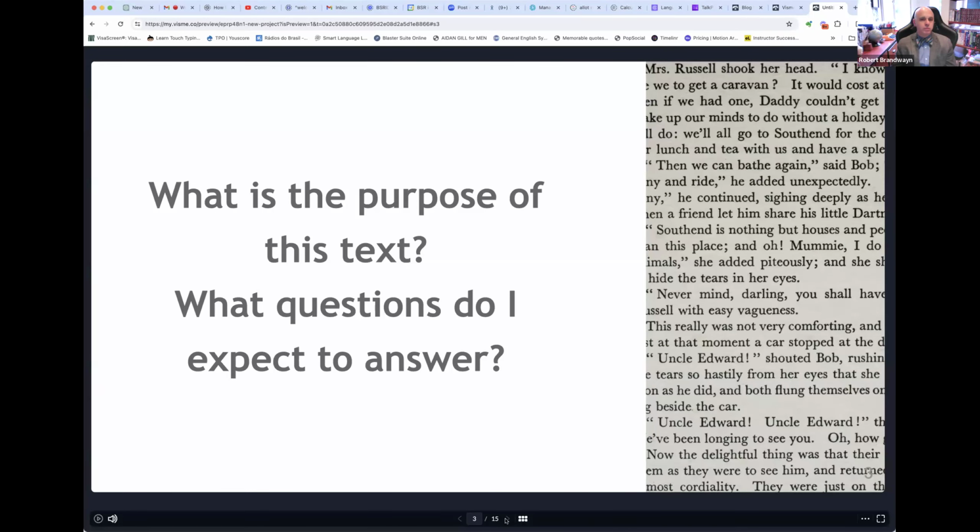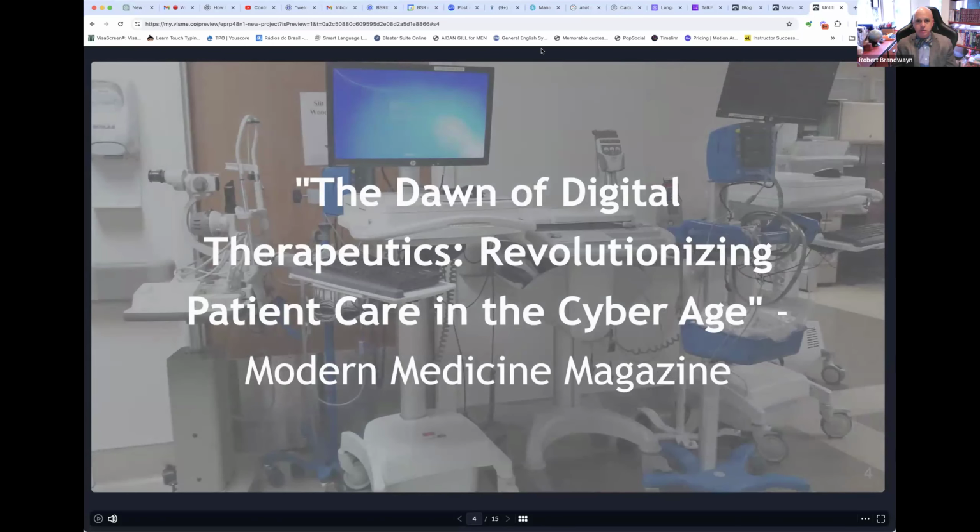Take a look at the following title. The Dawn of Digital Therapeutics, Revolutionizing Patient Care in the Cyber Age. Let me repeat. The Dawn of Digital Therapeutics, revolutionizing patient care in the cyber age. This is a difficult title. Maybe you don't understand it completely, but you see some familiar words.